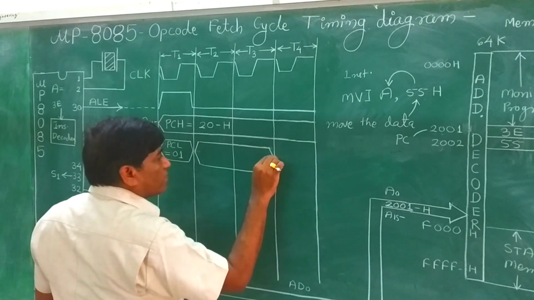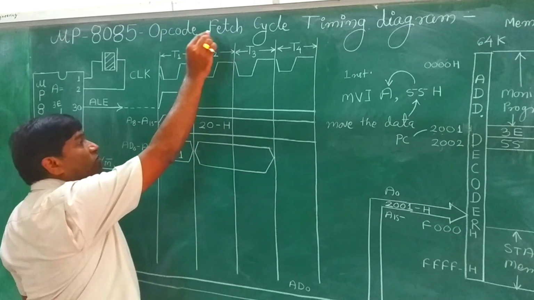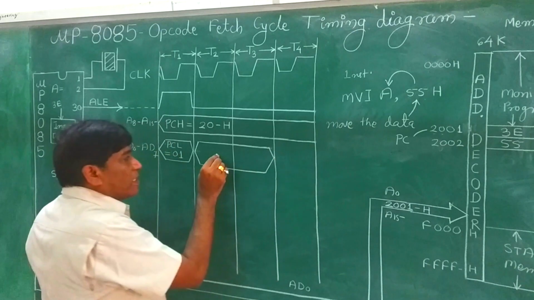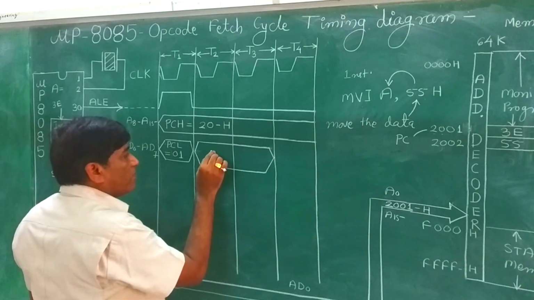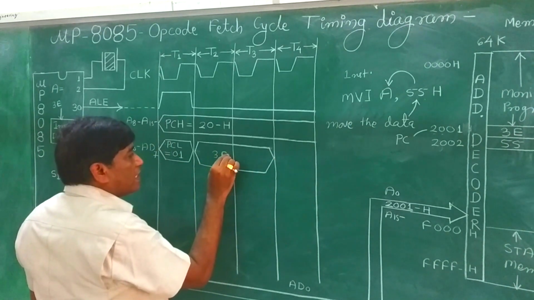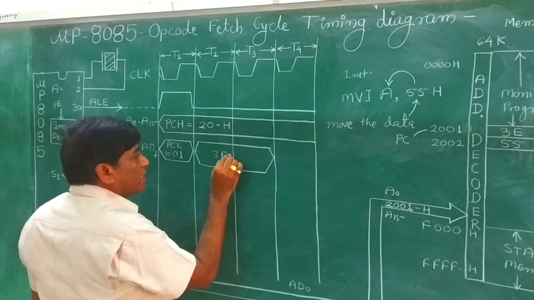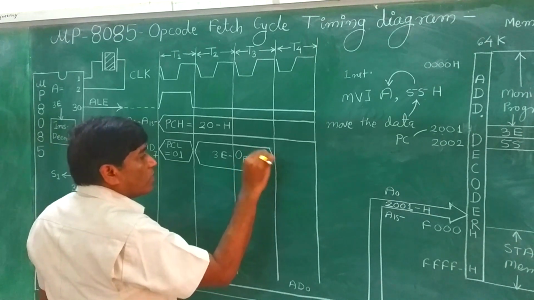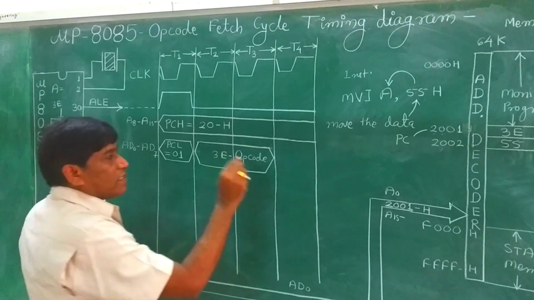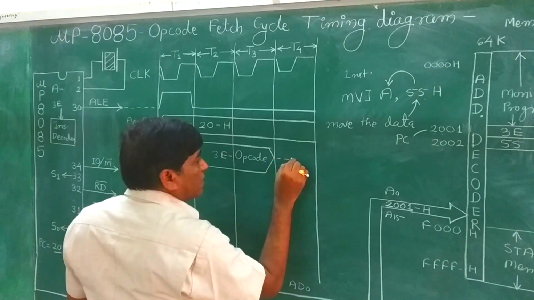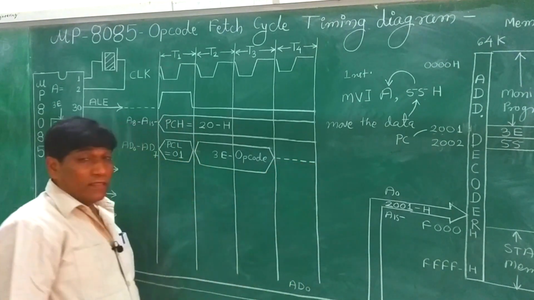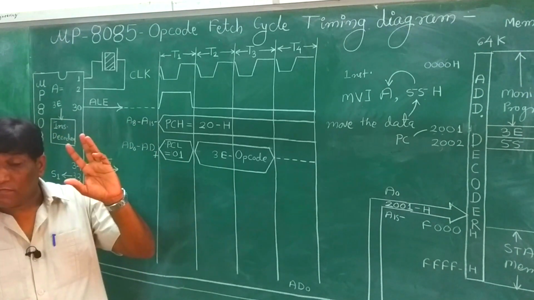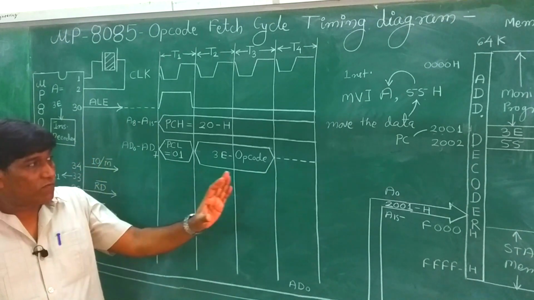In our case, because we have to understand the opcode fetch cycle, this 3E will be loaded here later on. Here the content during T2 and T3 will be 3E, which is the operation code, opcode. And what is there in the last? This is a rest period, so that this content 3E should go to the instruction decoder. A rest period is given for opcode fetch.